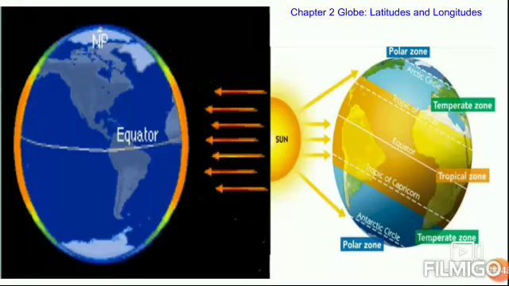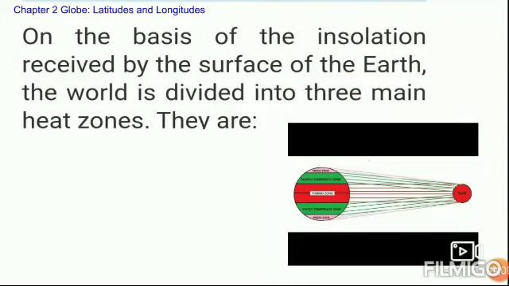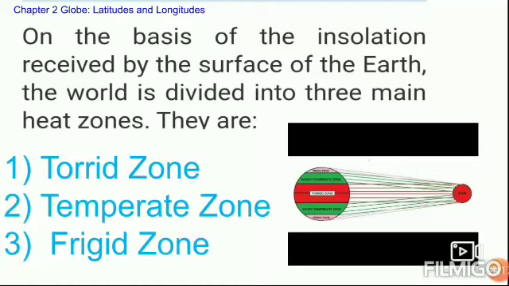Therefore, I showed you the previous picture where I have shown the important latitudes, right? And that is the only division of the heat zones. This picture will also give you an idea, children, of how the angle of the sun rays is decreasing as it is moving towards the poles. Thus, on the basis of the insolation or the sun rays received by the surface of the Earth, it is divided into three important zones. That is the torrid zone, temperate zone, and the frigid zone.